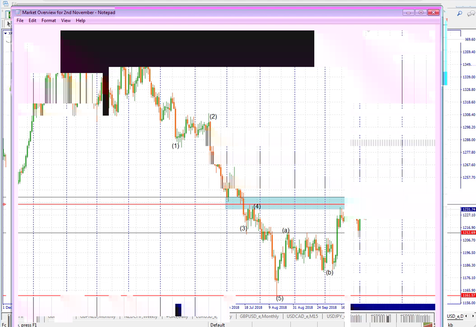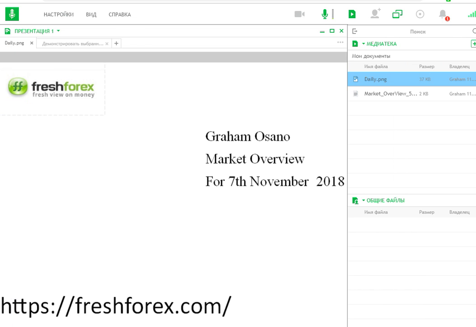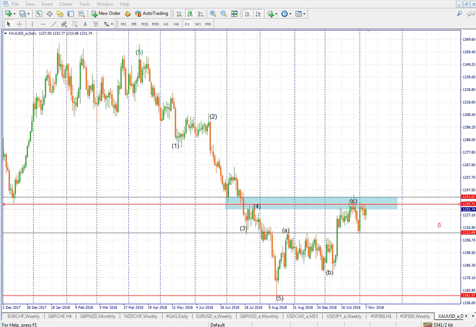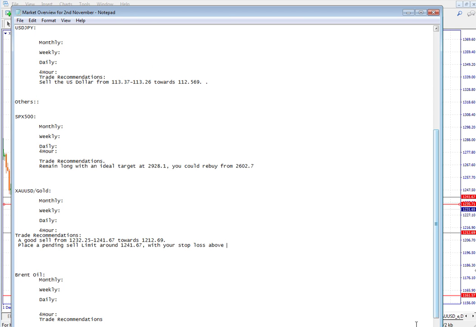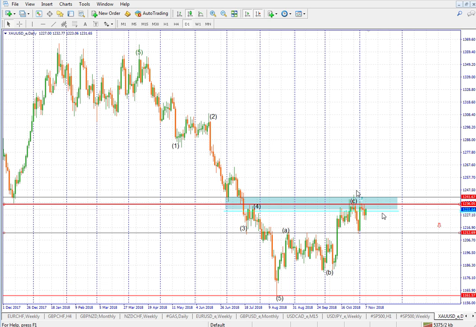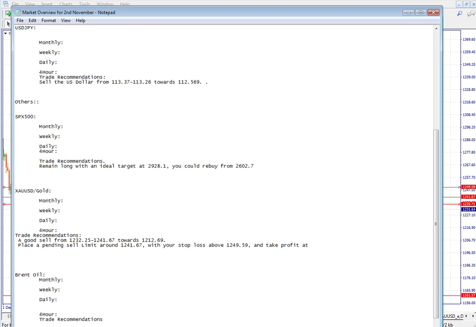Another recommendation is that we place a pending sell limit around 1241.67 with a stop loss above this point here, above 1249.59, and take profit at 1162.57.